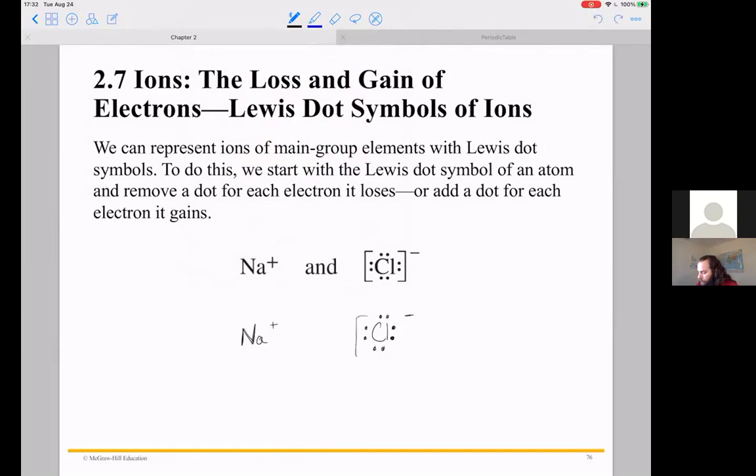Okay, but yeah, both of these atoms now have full valence shells. Sodium's sort of emptied down to what would be the next level. Chlorine's accepted an electron, but these are how we would draw the Lewis dot symbol for these ions.